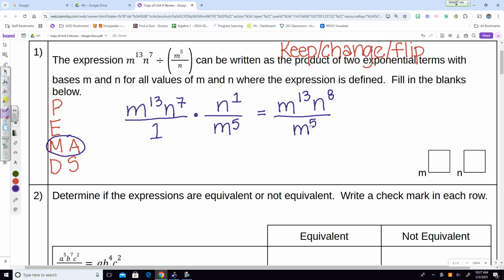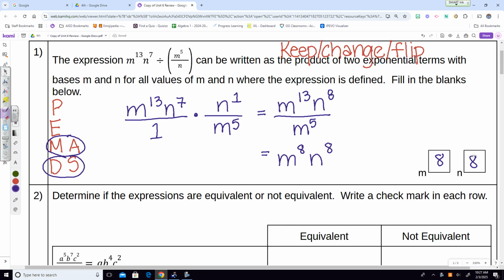Now we're dividing, and when you're dividing, what do you do with those exponents? Subtract. We have m's in the numerator. Do you have them in the denominator? Yes. And so you're going to subtract and use that calculator. What's 13 minus 5? 8. Very good. You have n's on top. Do you have any on the bottom? No. So your final answer is m to the 8th, n to the 8th.